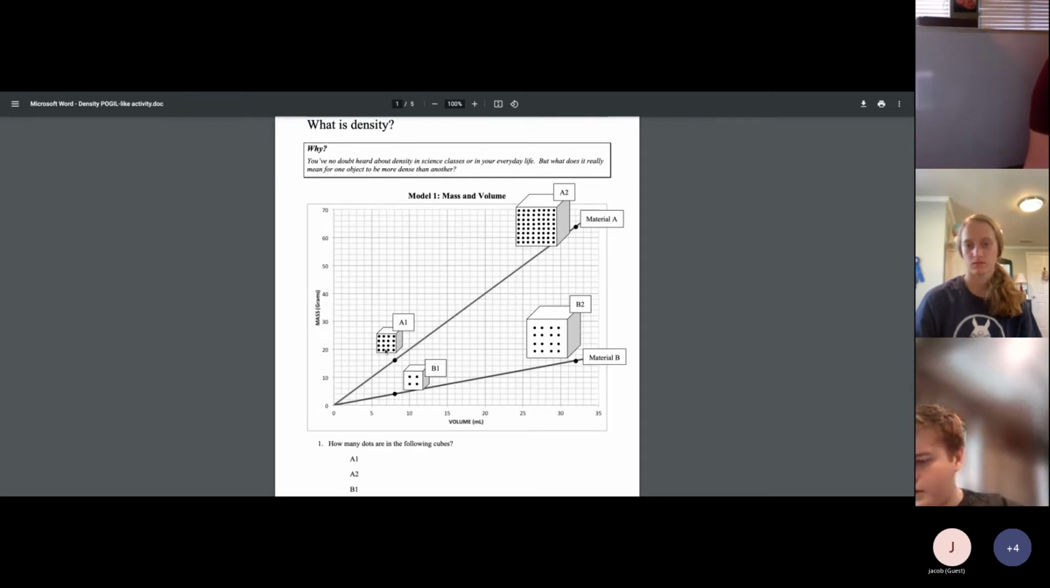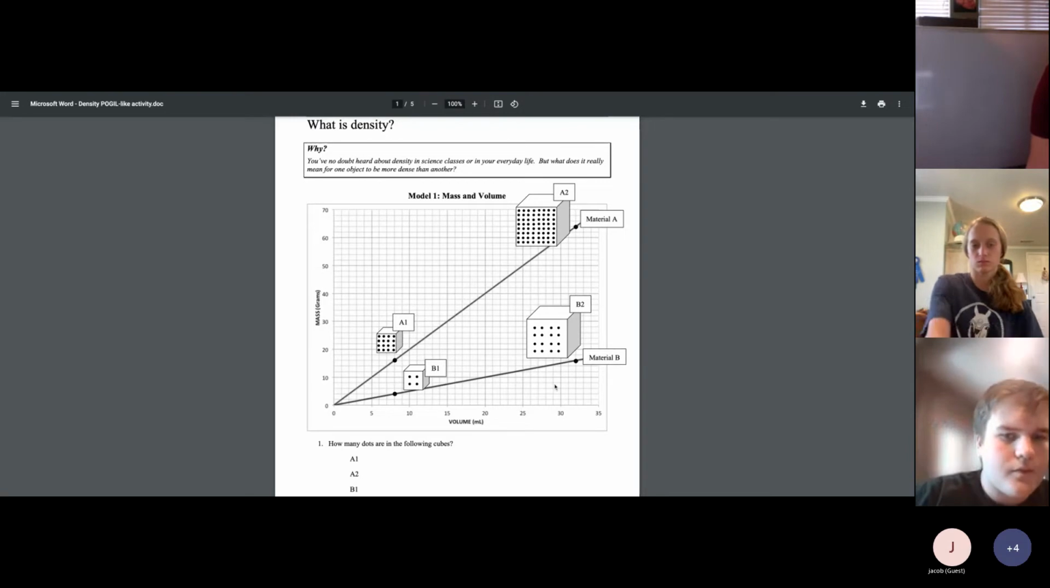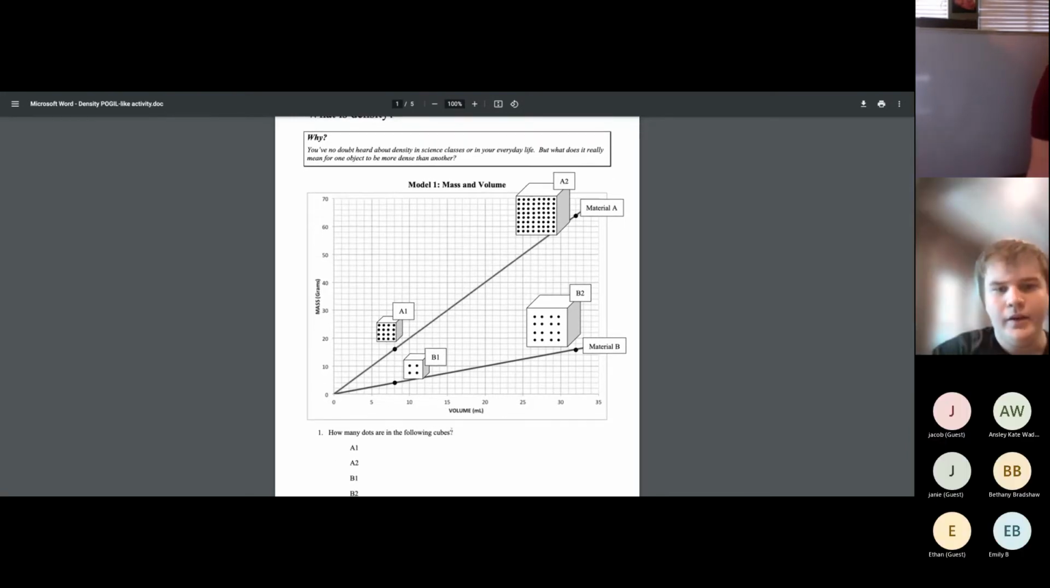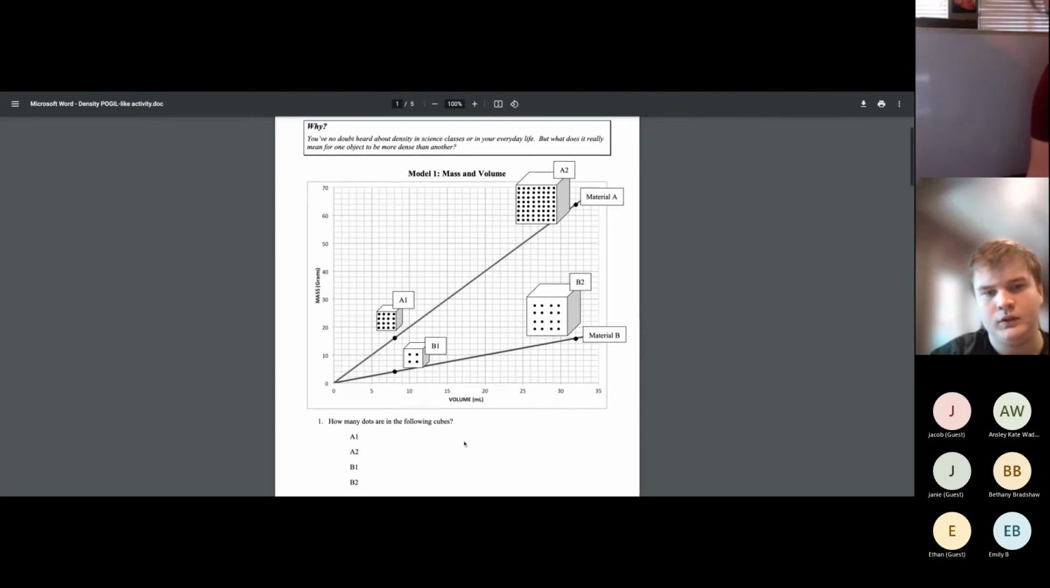We see all these little dots inside each cube. Some have a bunch of dots, some have just a few dots. So let's see. How many dots are in each of the cubes? So in A1, count those. Let's see how many dots there are. Once you count in A1, I want you to count A2.